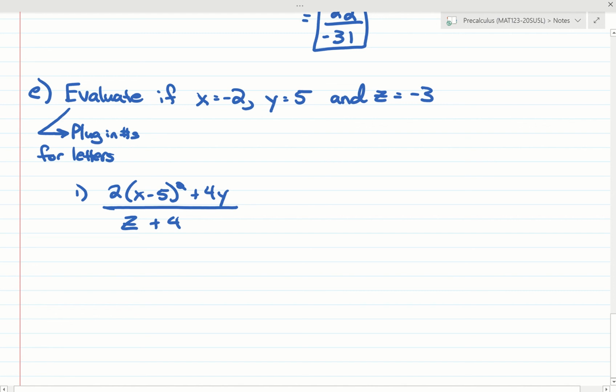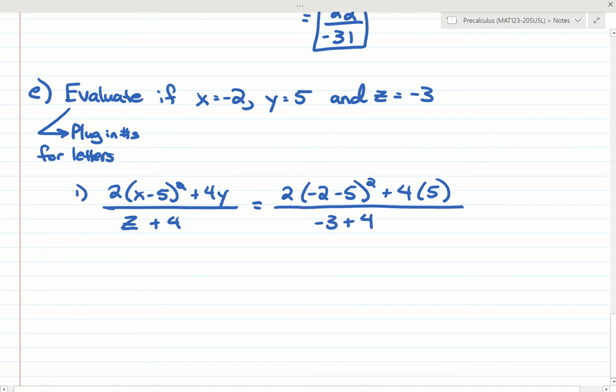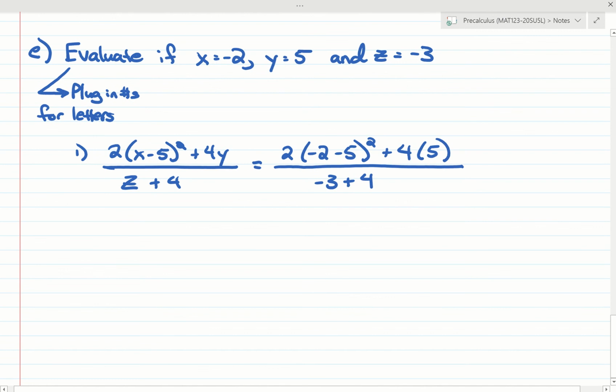All right, so let's go ahead and plug in our numbers. So x was -2. Y was 5. And z was -3. So we're just plugging in our numbers for the letters. Now let's go through our order of operations. We'll simplify our parentheses first. So this is 2 times -7 squared plus 4 times 5 over -3 plus 4.